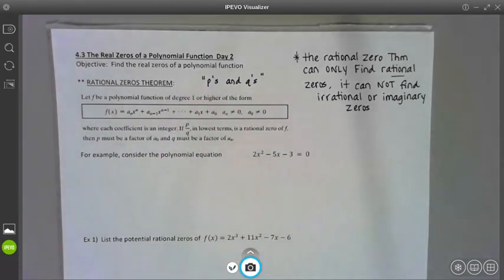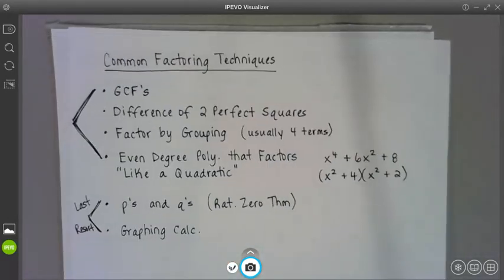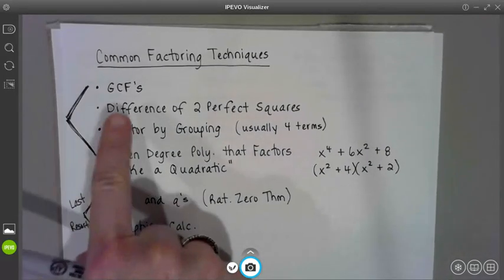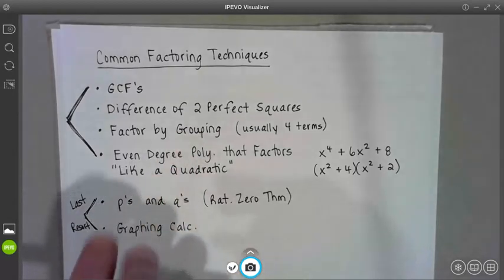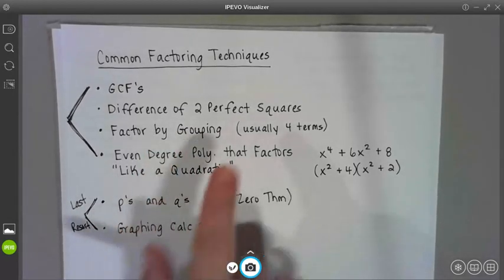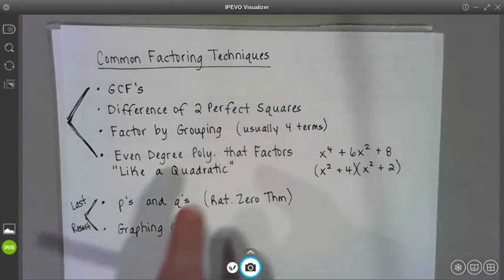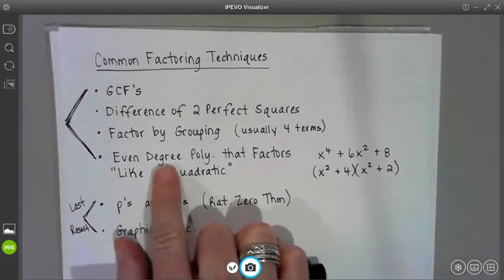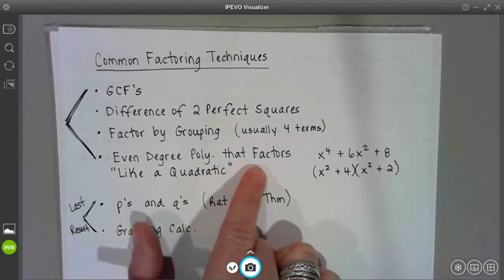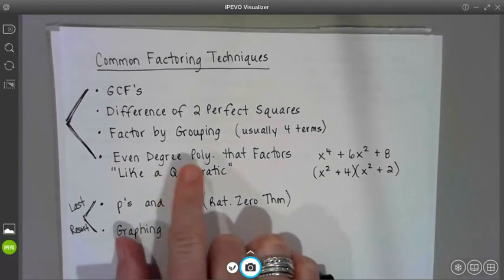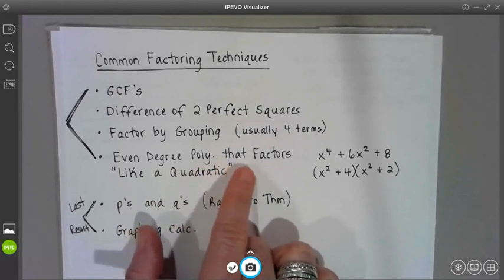All right, but I don't want you guys to forget that you are still going to be using your common factoring techniques. So don't forget about GCFs and difference of two perfect squares and factor by grouping. That usually happened when there were 4 terms and you would group the first 2 and group the second 2 and whatnot. Don't forget that sometimes you have even degree polynomials that aren't quadratics, but they factor like a quadratic. So even degree meaning like your degree 4s and your degree 6s and your degree 8s, right?